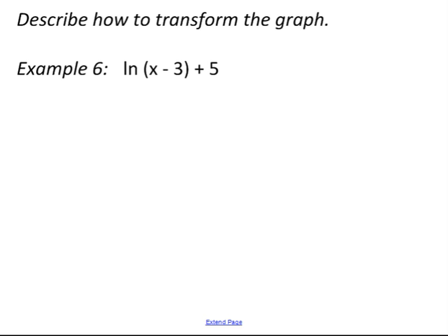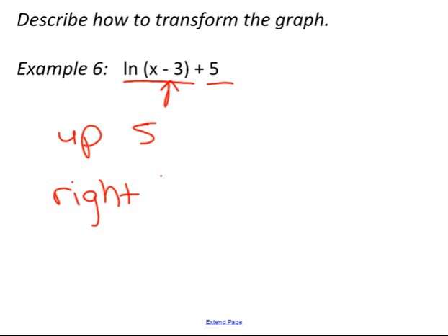This question is asking something slightly different. It's asking to describe the transformation. I don't actually want you to graph it. So I have natural log of (x minus 3) plus 5. The plus 5 is outside. Outside goes up or down. Since it's positive, it's going to go up 5 units. And I have x minus 3 on the inside. Remember, on the inside, it goes opposite of what you would expect. So instead of going in the negative direction, we're going to go in the positive direction, which is to the right, 3 units.